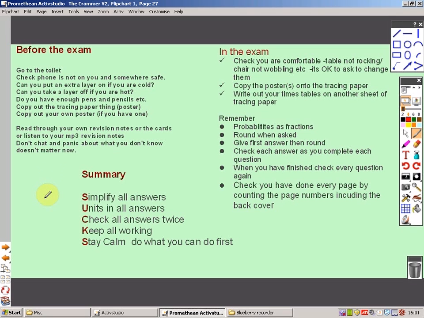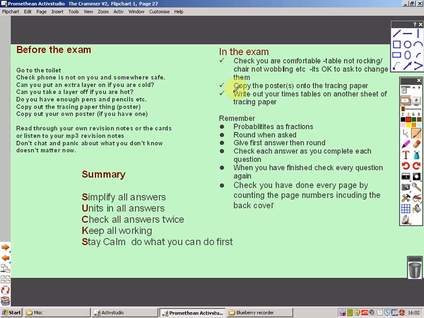Okay, when you get in the exam, first of all, check you are comfortable. Make sure the table's not rocking. Make sure the chair's not wobbling. If it is, it's okay to ask to change them. Don't sit there for 3.5 hours being uncomfortable. Get it sorted before we start the exam.